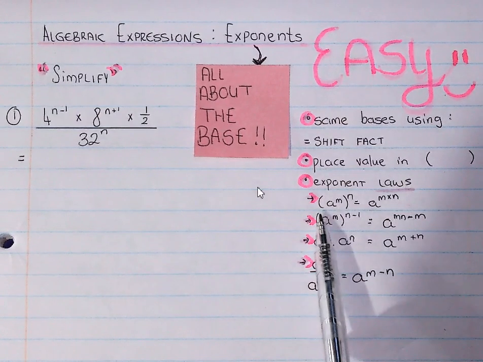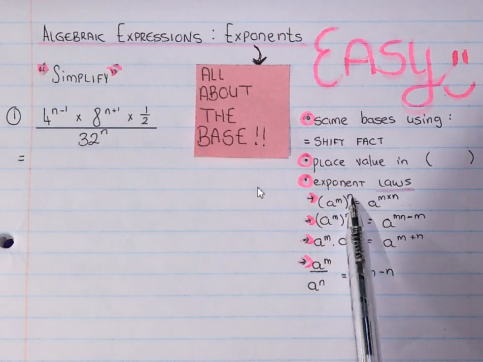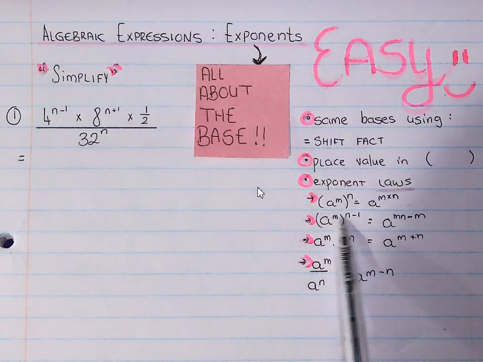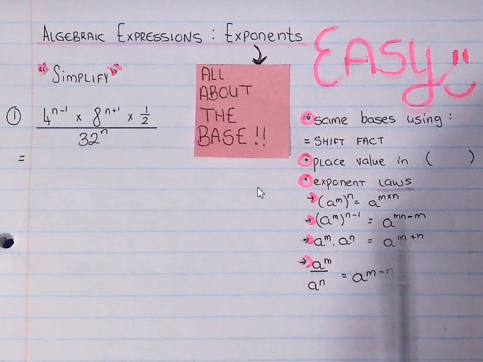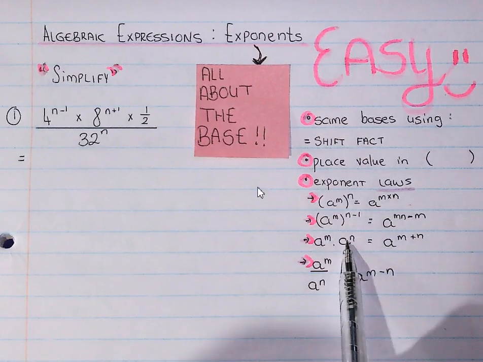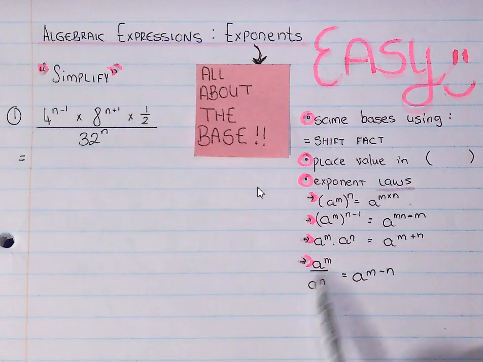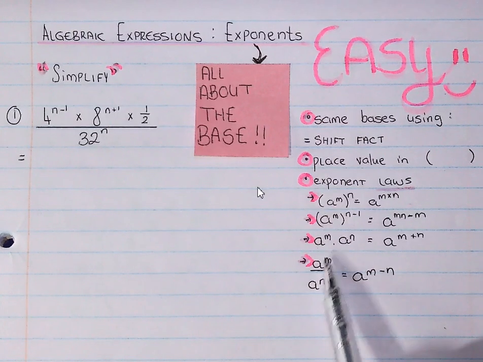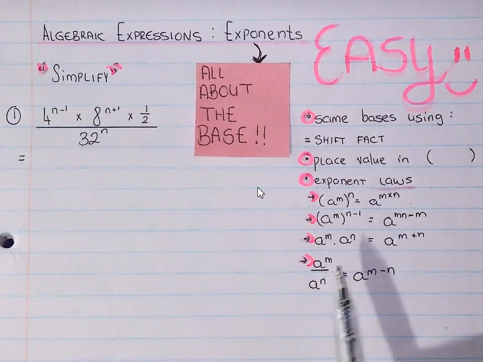Here's just a recap. If we have a power raised to another power, we multiply those values. Same thing here, if we have a power raised to another power, we say m times n and m times minus 1 to give us that. If we have the same bases multiplied, we add the exponents. And when we have the same bases and division, we would subtract the denominator's exponent from the numerator's exponent, generally speaking. So let's go through our steps.